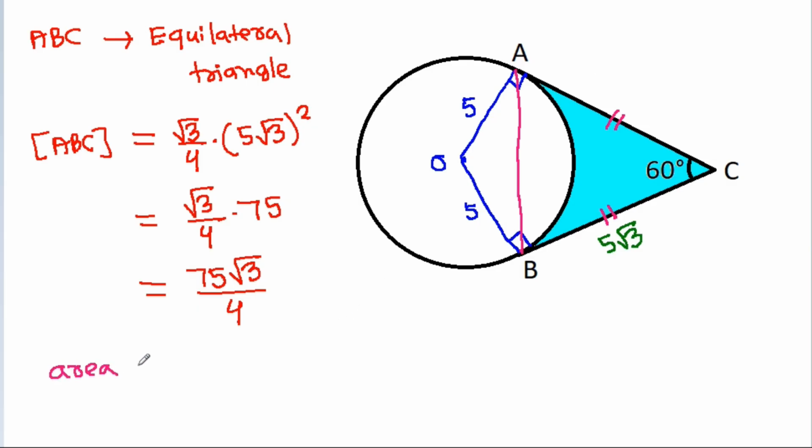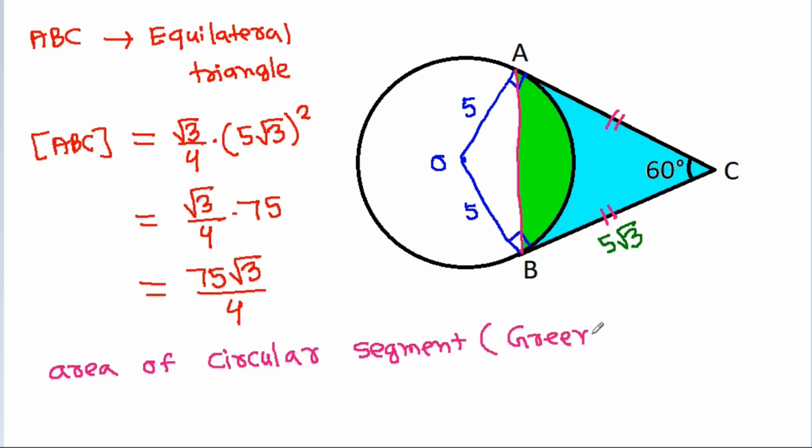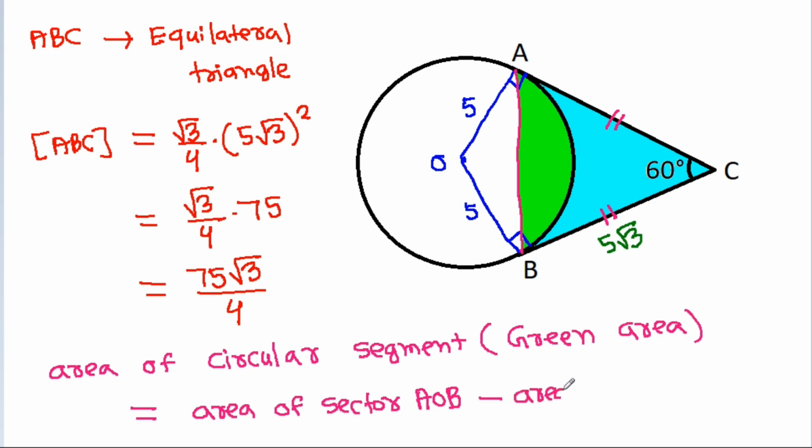And area of circular segment, this area, green area, will be equal to area of sector AOB minus area of triangle AOB.